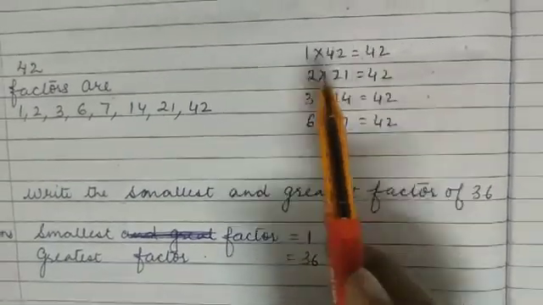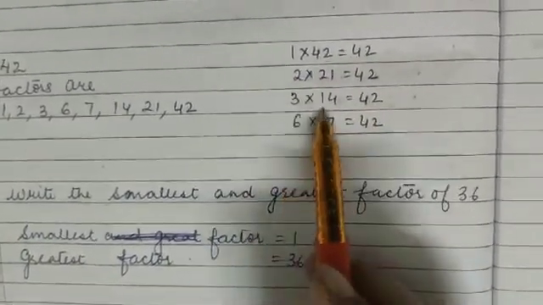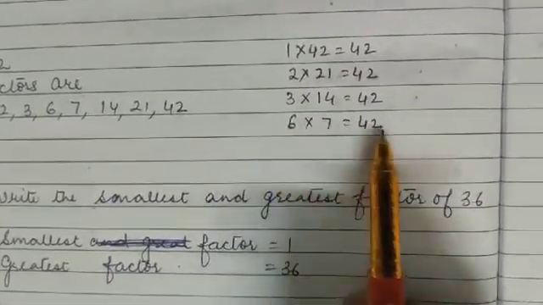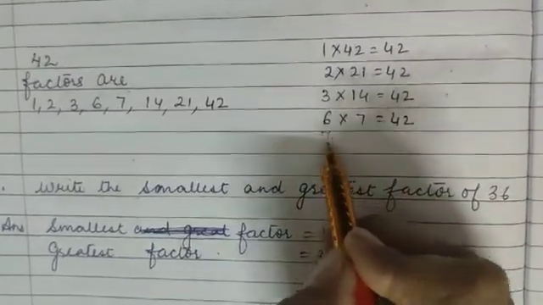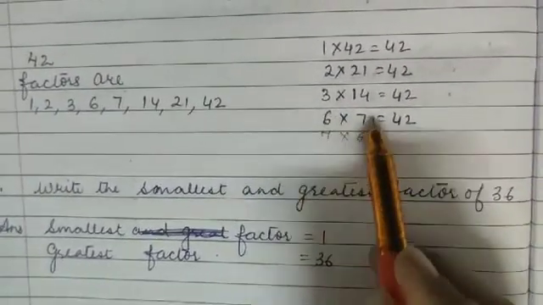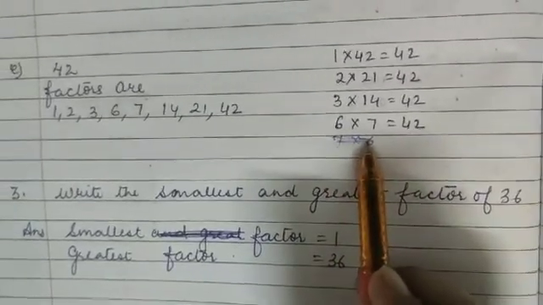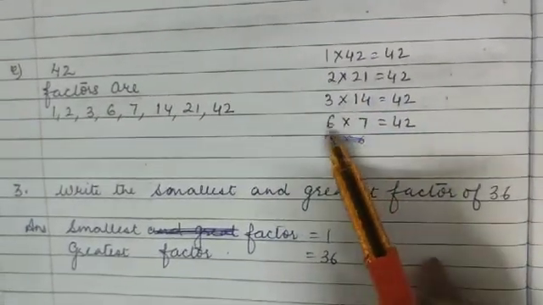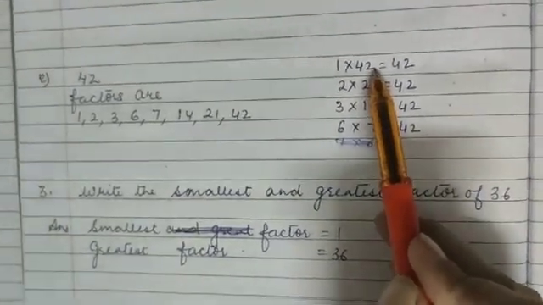1 42s are 42. In the table of 2, 2 21s are 42. 3 14s are 42. 6 7s are 42. Again after table of 6, then 7 6s are 42. Again the same number is repeating, so we will not write this number. Clear? So the factors are 1, 2, 3, 6, 7, 14, 21 and 42.